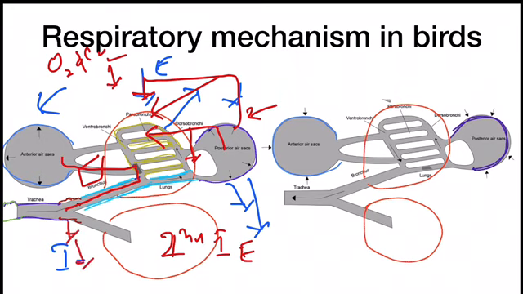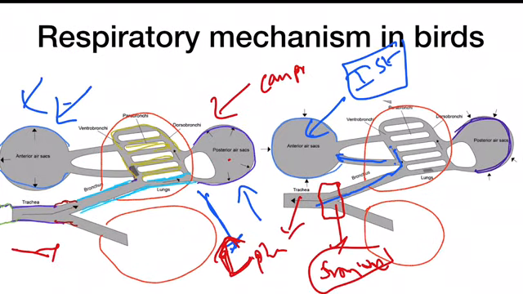So this is how the respiration mechanism takes place in birds. This process is completed in two steps, called the inspiration process and the expiration process. Again, during flight and during the rest period of the bird, the inspiration and expiration processes are different. During inspiration, birds which are flying don't depend on the movement of the sternum, but the birds which are resting depend on the movement of the sternum.